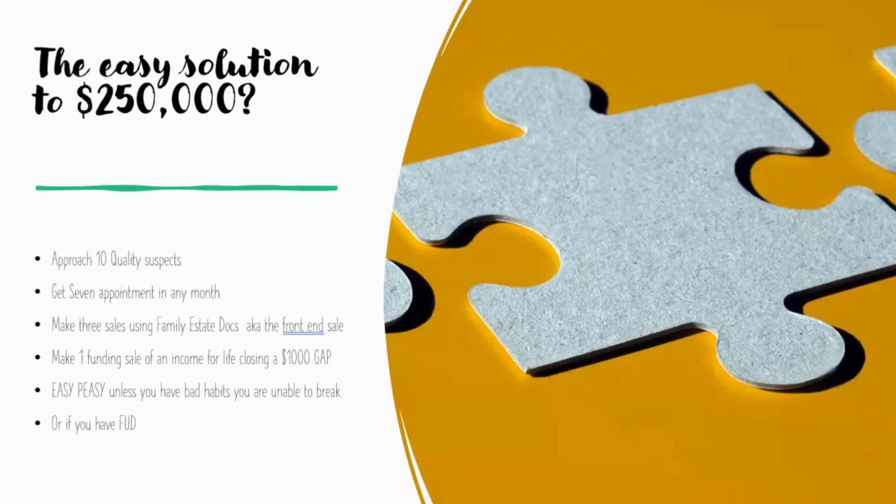I know that's corny. It's easy peasy, unless you have bad habits that you're unable to break. And I'll be honest with you, that's common. It's prevalent. Or you might have FUD. But if you want to make $250,000 a year, make 3 sales using your family estate docs on the front end. That's $3,900, that's $4,000, in 12 months. That's $50,000 of that $250,000 you need to make. That's easy.